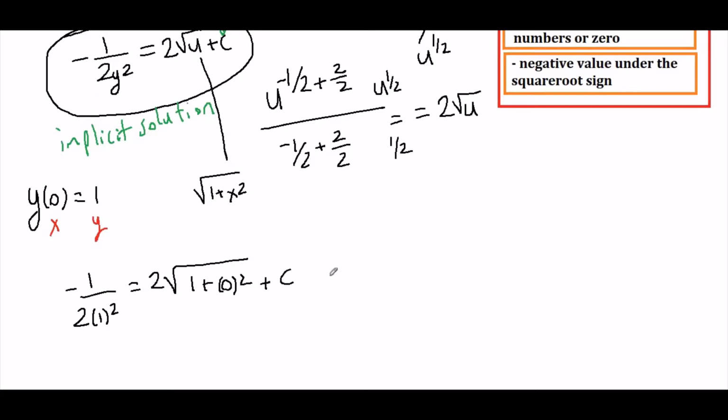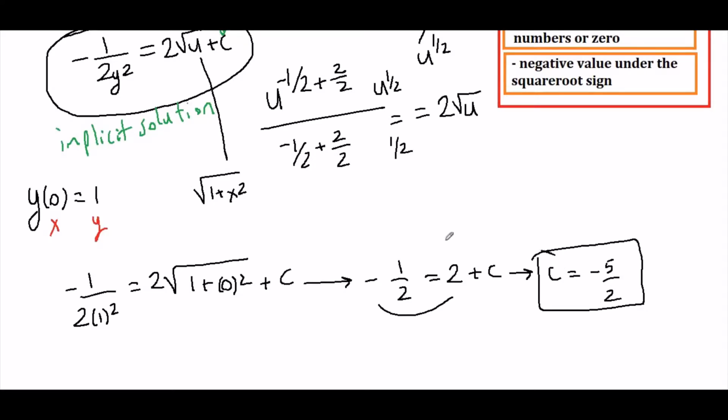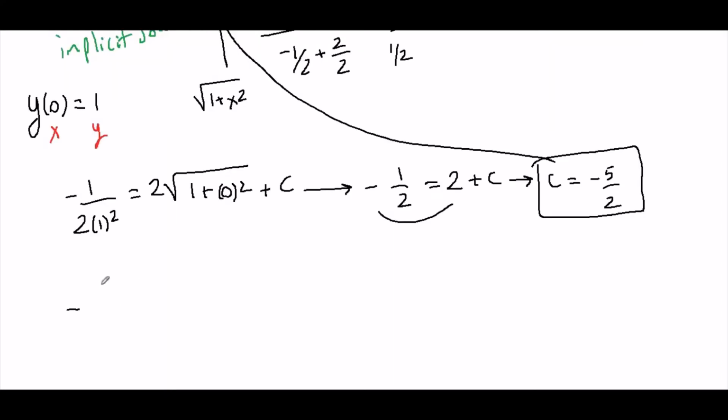The left hand side is negative 1/2. On the right we have 2 times the square root of 1, which is 1, so 2 plus c. If we solve for c, c is equal to negative 1/2 minus 2, which is negative 5 over 2. So this is our c value that we can plug in. So negative 1 over 2y squared is equal to 2 times the square root of 1 plus x squared minus 5 over 2.